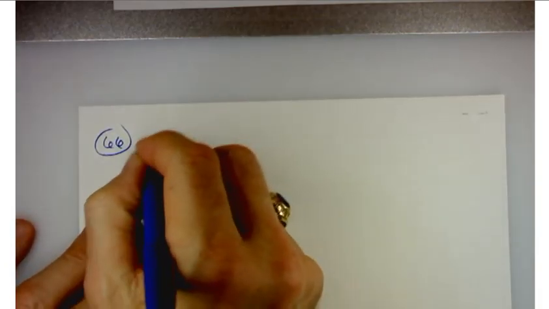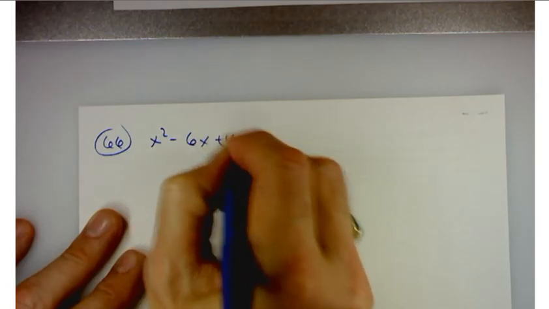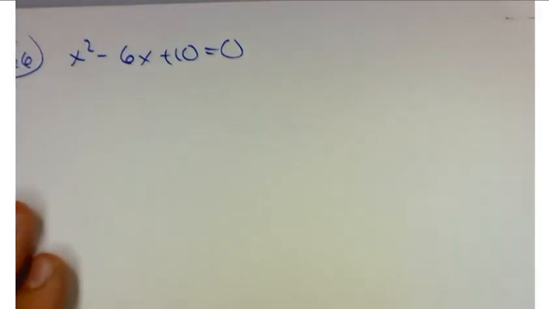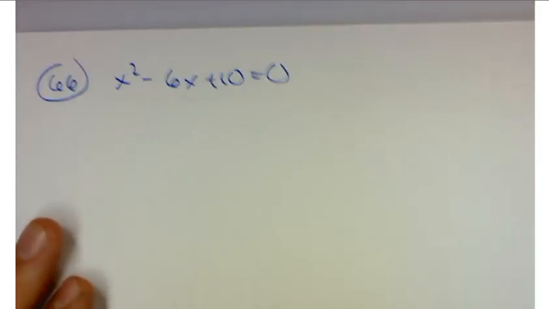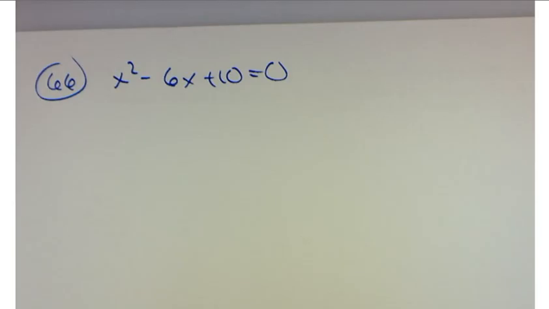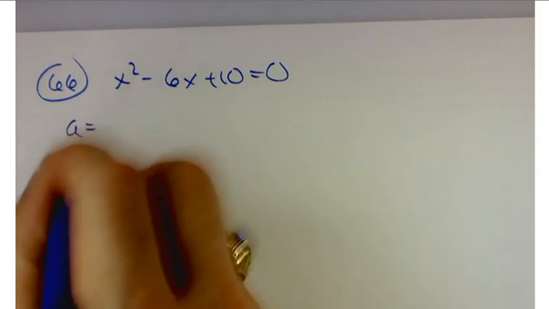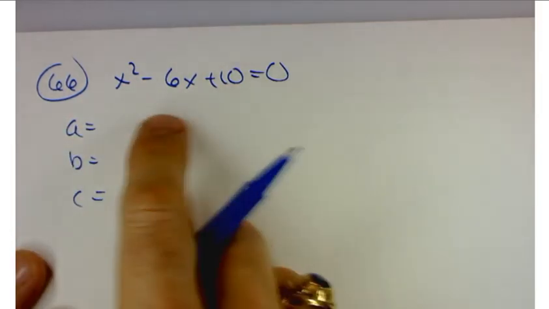So x squared minus 6x plus 10 equals 0. Oops. A quick look at this tells you it doesn't factor. So what's that leave you in terms of your options? Quadratic formula. Now, one like this requires a little bit more care because of the coefficients.